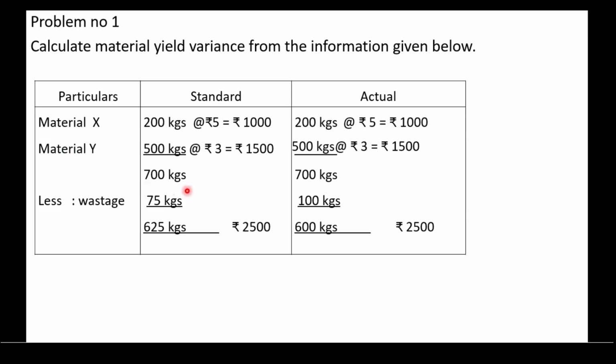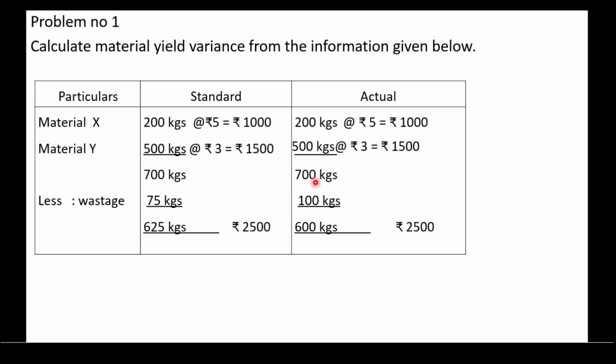So here the total standard quantity is 700 kgs. From this 700 kgs they deducted wastage, that is 75 kgs. So now the balance, or the standard quantity, is 625 kg. So here the standard cost is rupees 2500.